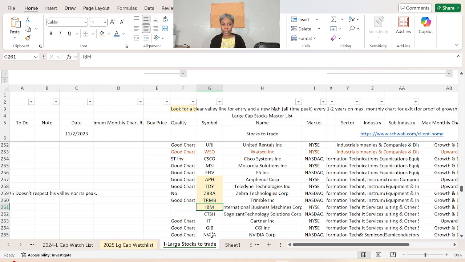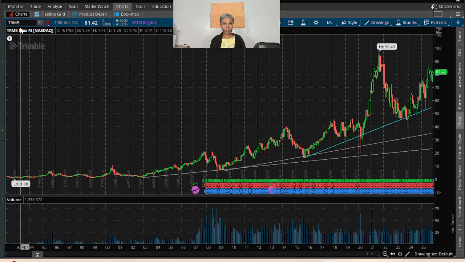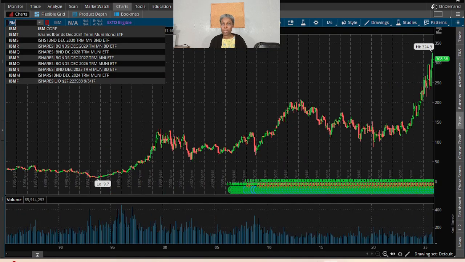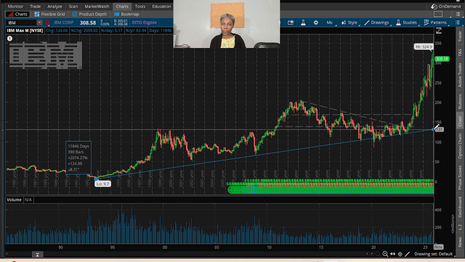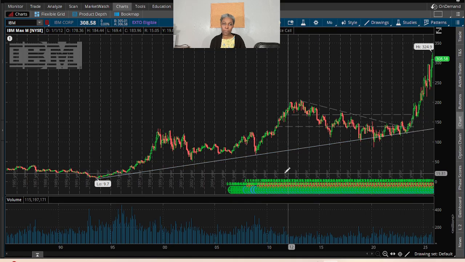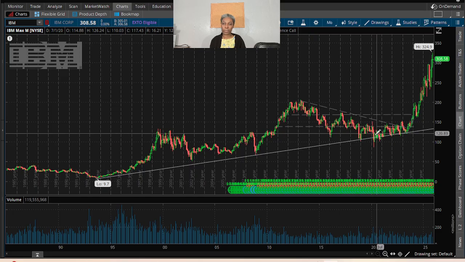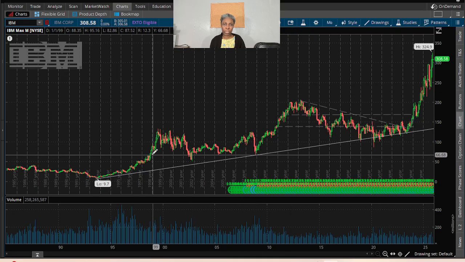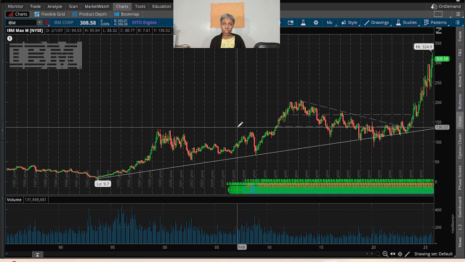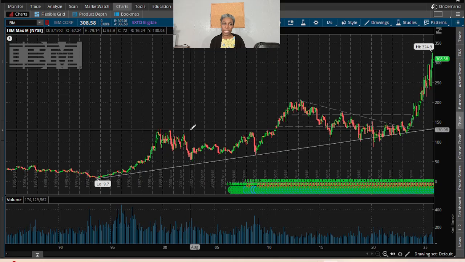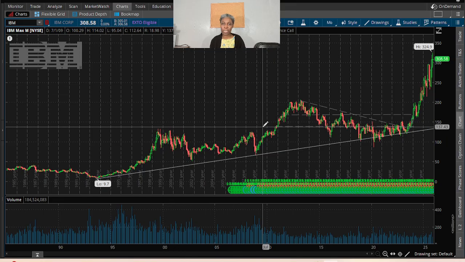But the next one is IBM. So IBM, let's trace some lines here. Clearly IBM is following this line. Okay, so it's uptrending, though it touches base with it. Let's see if we have higher highs at the peak. Yes, we did. It takes a while though. Like this one, it took 1, 2, 3, 4, 5, 6, 7, 8, 9, about 10 years to exceed it.